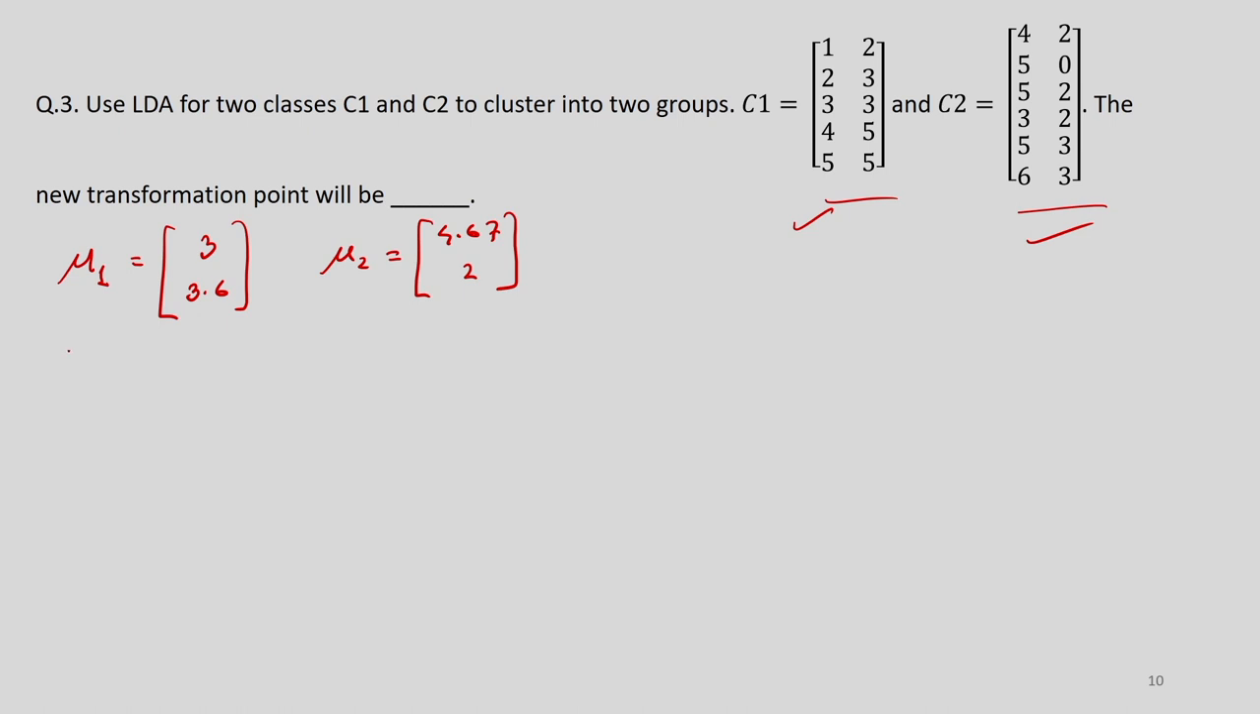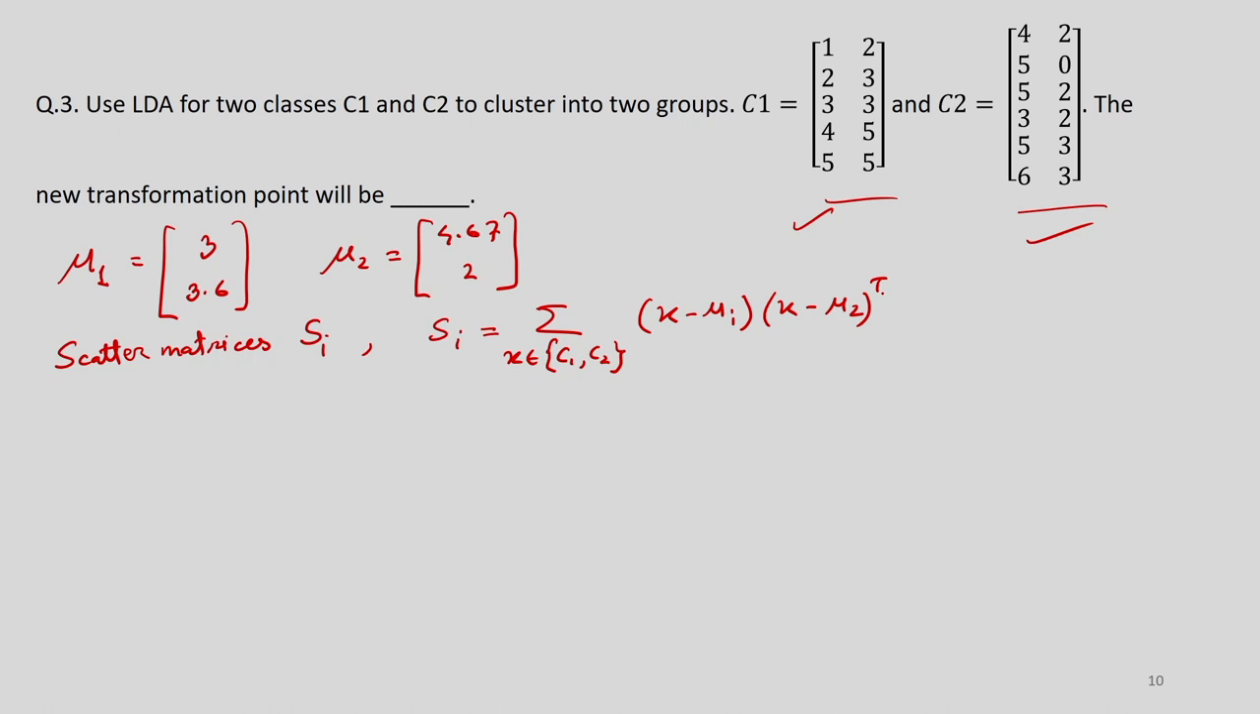Alright, now we need to find the scatter matrices. So scatter matrices are given by S_i equal to summation over X belonging to C1 and C2. There are two classes, that's why X belongs to C1 and C2. And (X minus mu_i)(X minus mu_i) transpose. Now if I include something like 1 by n here, it would become the covariance matrix. But that is not required for LDA, so we would stick to scatter matrices.